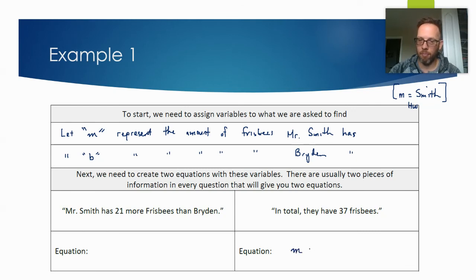Smith's Frisbees plus the number of Bryden's Frisbees has to equal 37. So we've turned that into an equation. Mr. Smith has 21 more Frisbees than Bryden. There are several ways to write this, but we could say this: to get the amount of Frisbees Mr. Smith has, we take the amount of Frisbees that Bryden has and add 21.